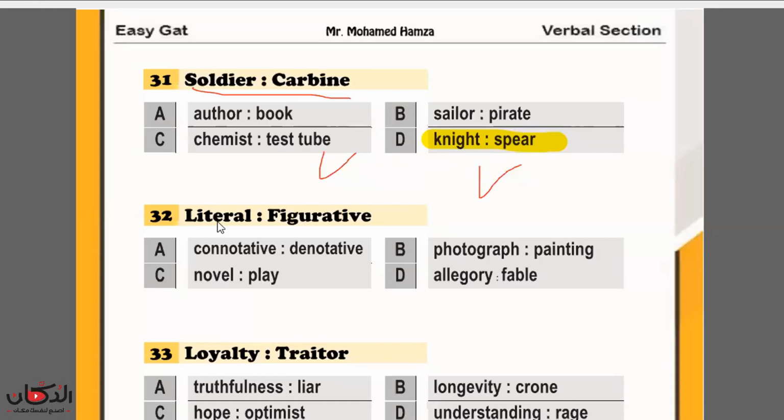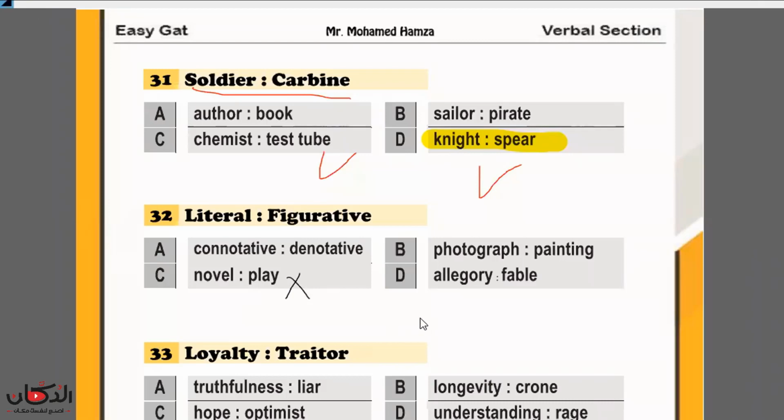32. Maybe difficult. Is it A or B? I think A, photograph and paint. Wait, A, they're antonyms of each other, so it does not work, right? So let's exclude the wrong answers, A and B. The wrong answers. Novel and play are correct? No. Okay. What else?